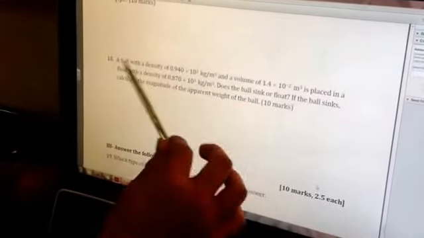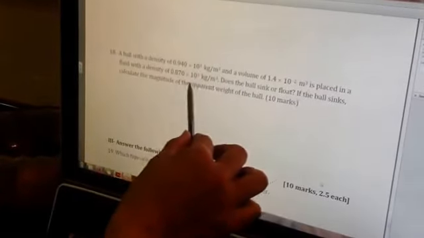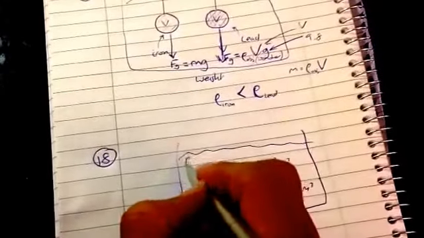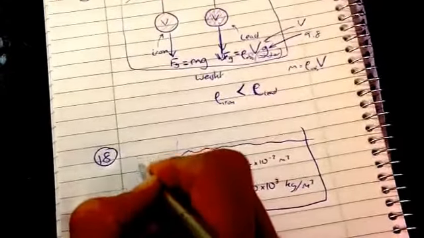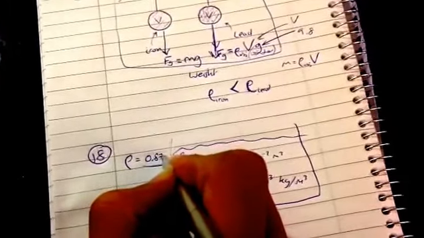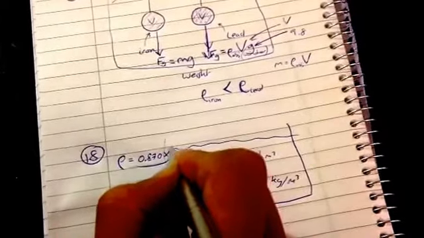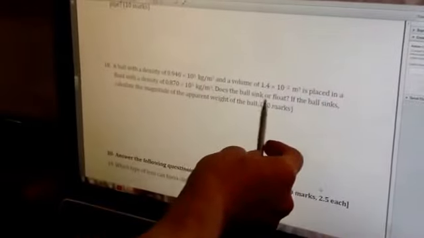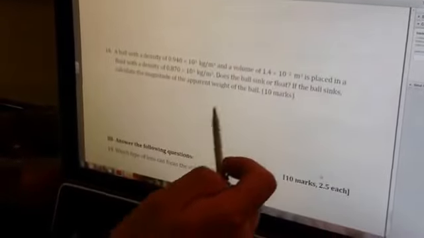So this fluid, not water, because water is 1,000. This fluid has a density of 0.87. So let's draw that. So this ball is in a fluid, unknown fluid, and the density of this fluid is 0.870 times 10 to the 3 kilograms per meters cubed. Question: does the ball sink or float? Okay, so that's the first question. Does the ball sink or does the ball float?